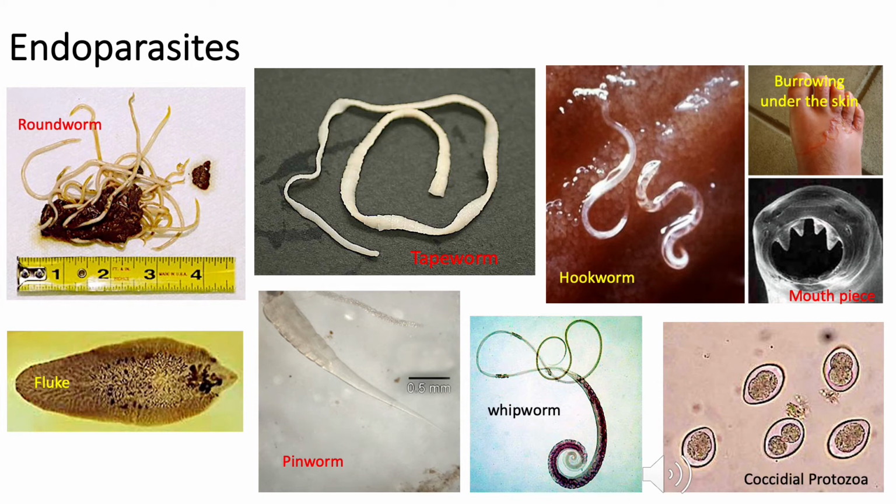Gastrointestinal parasites are responsible for high economic losses due to delayed growth, weight loss, reduction of food consumption, drop in milk production, low fertility, and even mortality. These are some of the examples of endoparasites. They are roundworm, tapeworm, hookworm, fluke, pinworm, whipworm, and coccidia protozoa.